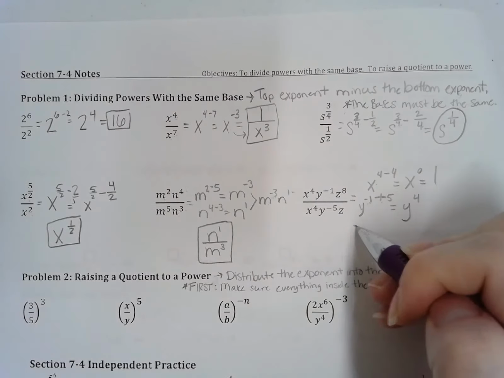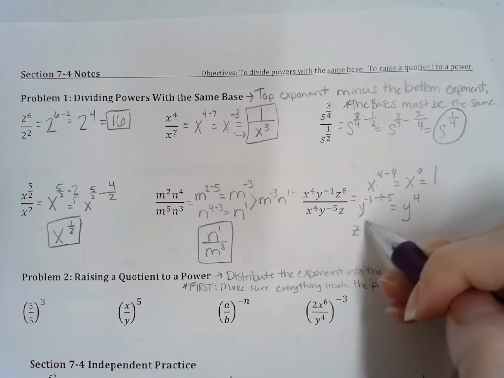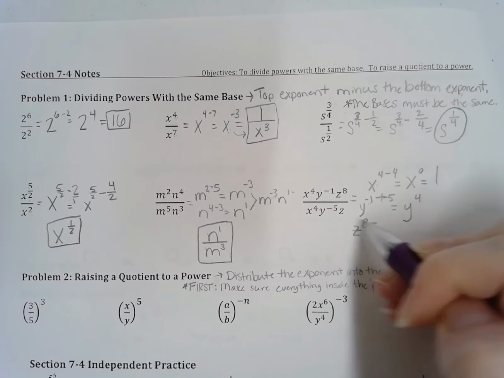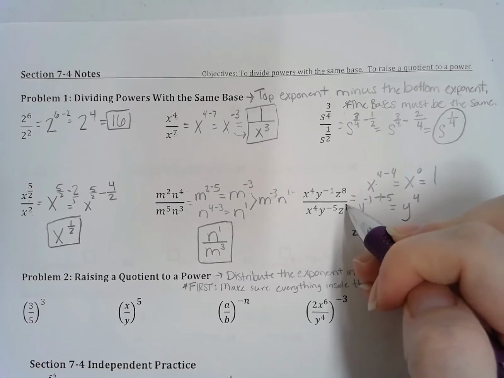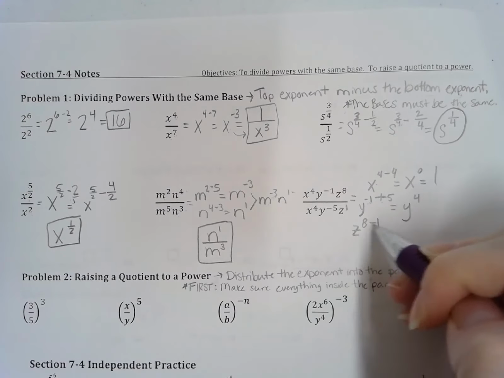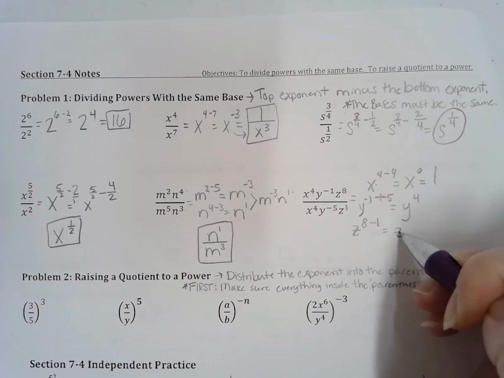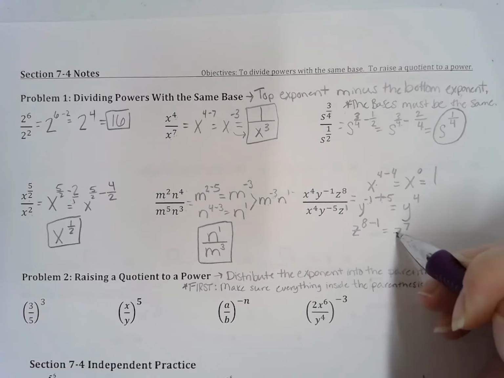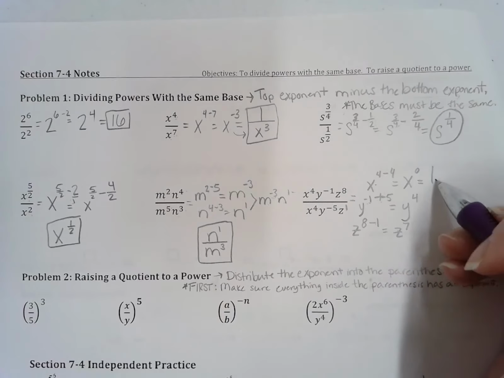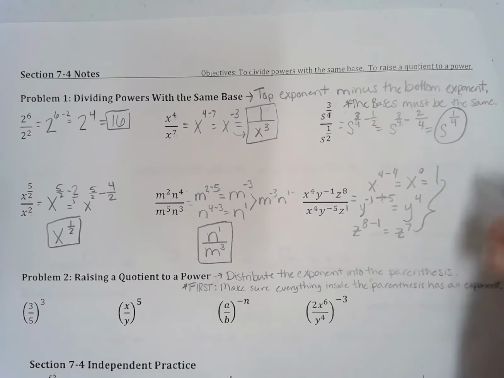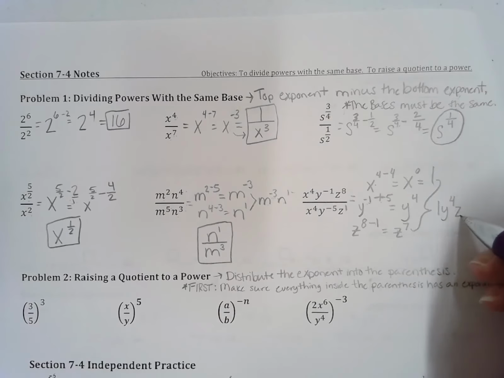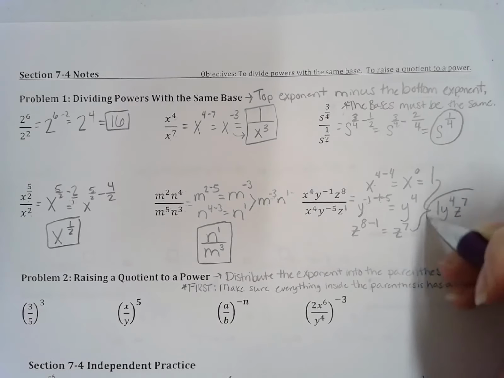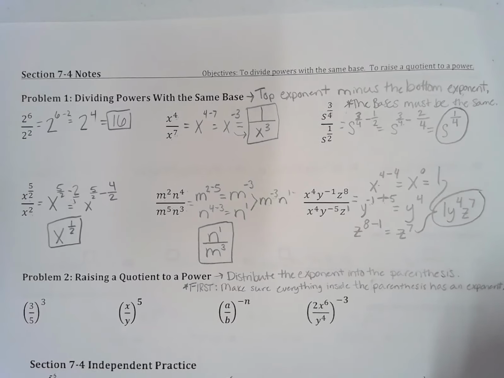Then I do the z's. So z, my top number is 8 minus, now there's not anything here, but it is an invisible number that should be 1. So 8 minus 1, which should give me 7. So I've done all 3 base parts, so now I just need to put it together. So I'll have 1, y to the 4th, z to the 7th. That is my final answer.